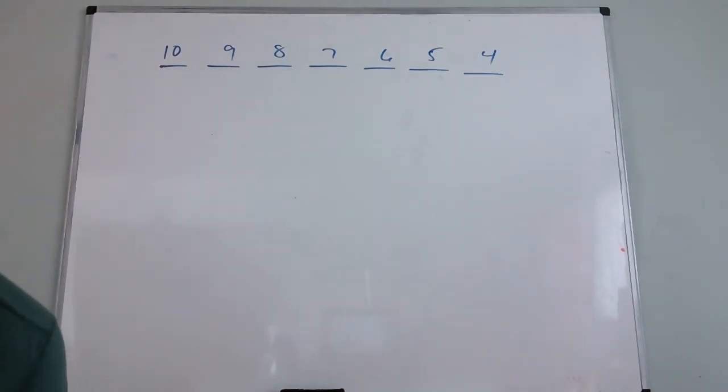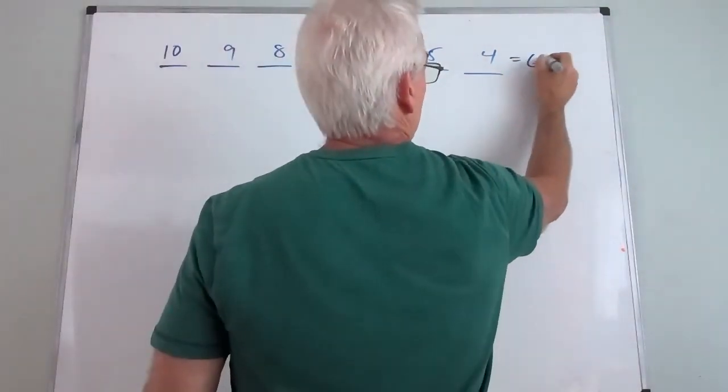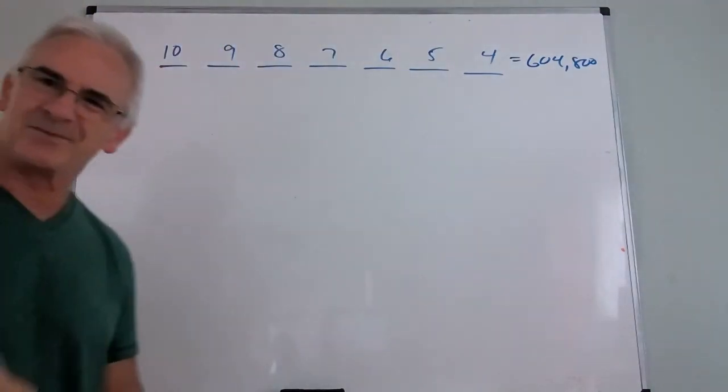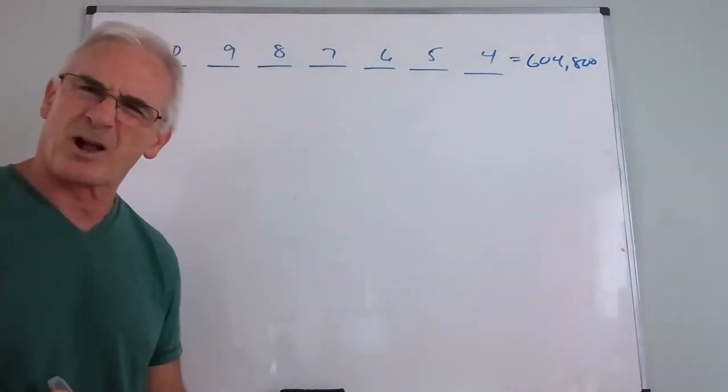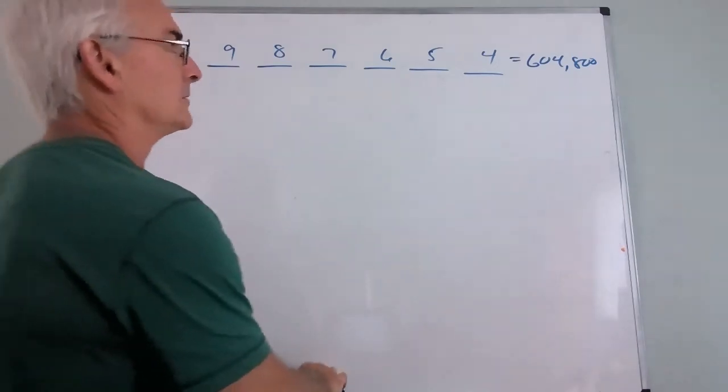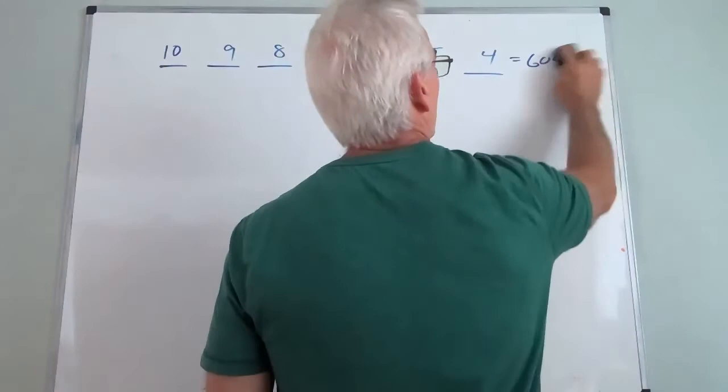We'll do that. So, oops, try that again. And that would be a really large number. That'd be 604,800. I just multiplied it out. That took a little while, but I like what you said. You said something about factorials. The problem is I can't do a factorial. Why can't I do a factorial? It doesn't go down to one.